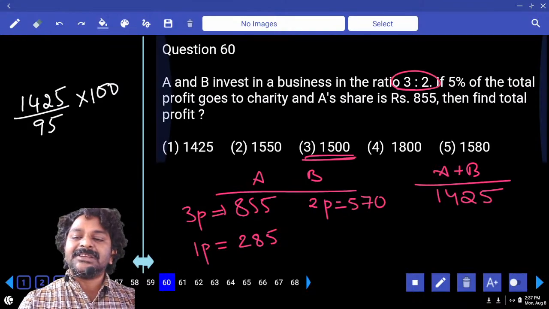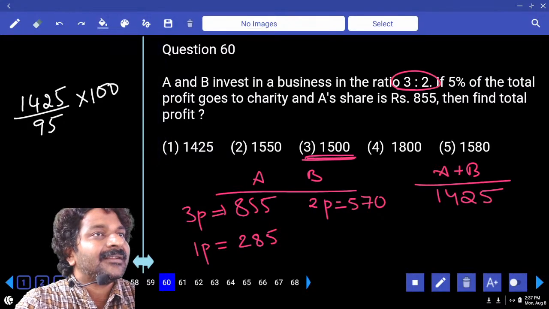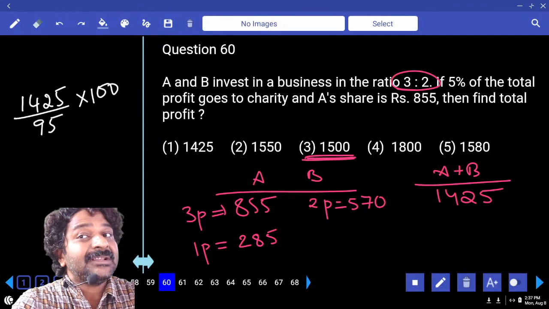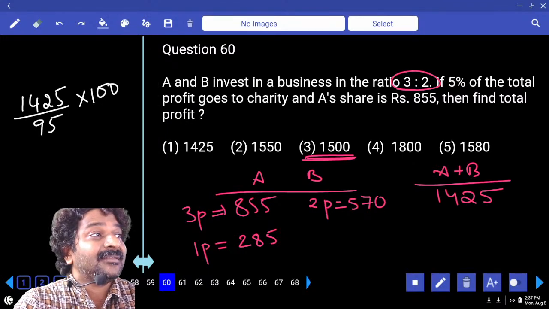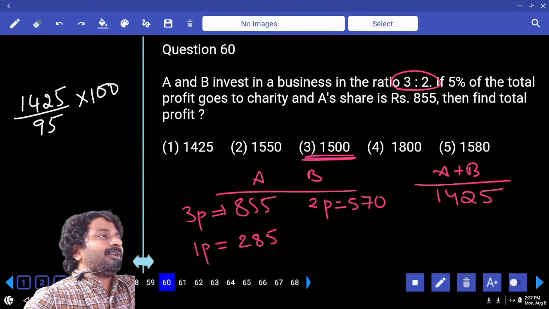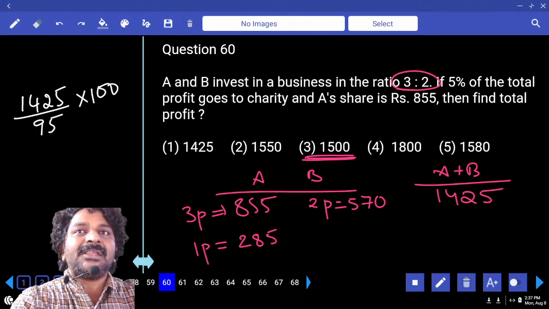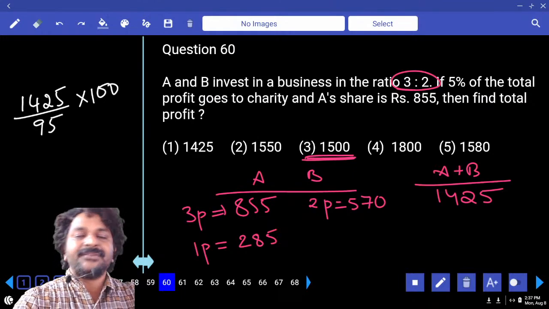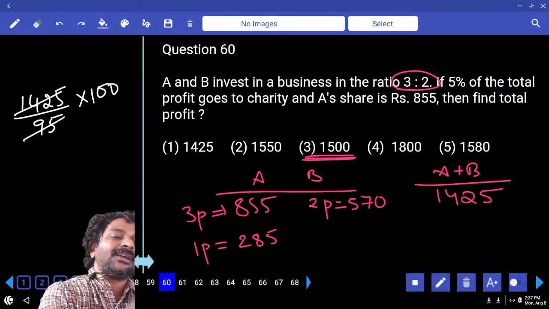From this, what percentage is given to charity? What is 5% of 1500? 75. If you subtract 75, is that equal to 1425, which is shared among A and B together? Yes. Hence 1500 is the final answer. Otherwise you'll have to calculate.